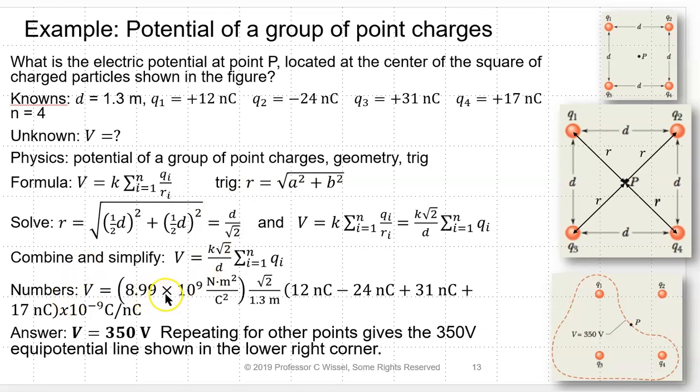So k, of course, is 8.99 times 10 to the 9 newton meter squared per coulomb squared. We have the square root of 2. D is the side of the square, that's 1.3 meters. And then we have all the charges, 12 nanocoulombs minus 24 nanocoulombs plus 31 nanocoulombs plus 17 nanocoulombs, times the units conversion to get from nanocoulombs to coulombs. The answer is V equals 350 volts. If you repeated this for other points, other than P, you would wind up with a 350 volt equipotential line shown in the lower right-hand corner.